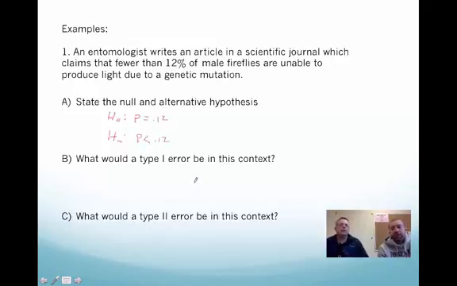You should know how to do that. So now the type 1 error, what would that be? It would be that the proportion is really 12%, so that was really true. So P0 is really 12% or larger. All we know is it's not under 12.